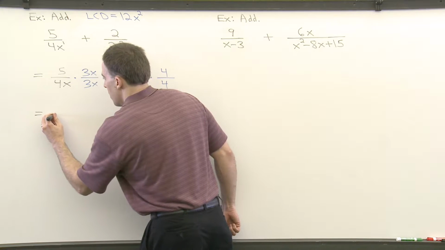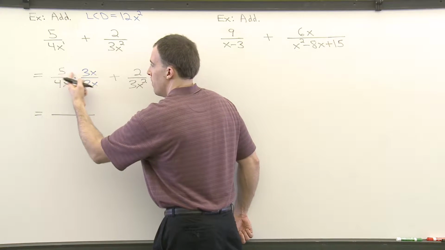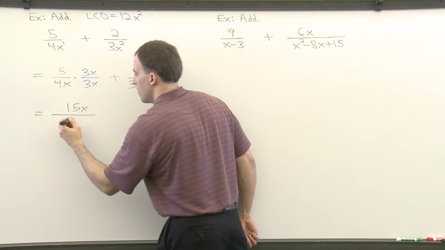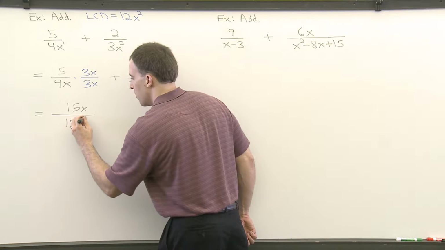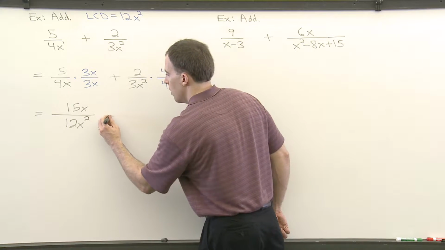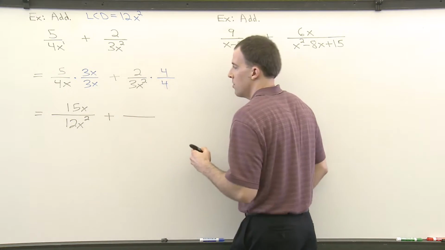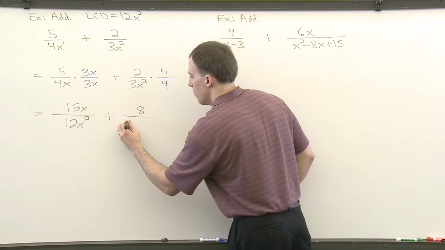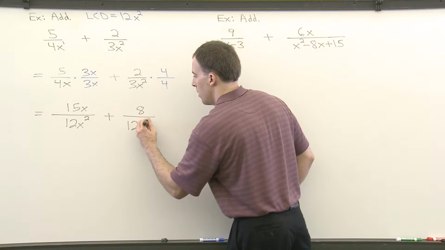So the next step is to multiply 5 times 3x in the numerator to obtain 15x, and 4x times 3x in the denominator is 12x squared. So we have 15x over 12x squared for the first fraction. And then for the second fraction, 2 times 4 in the numerator makes 8, and 3x squared times 4 makes 12x squared in the denominator.